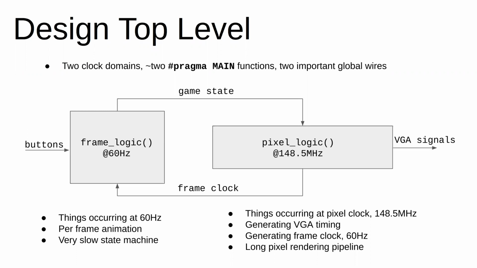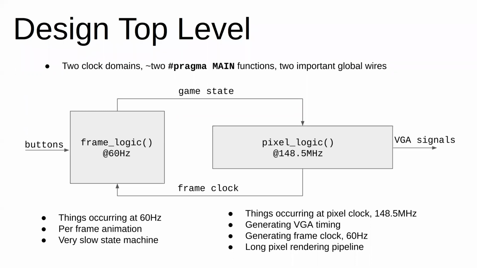So these two lines here connecting these blobs are those wires that I was talking about. There's a global game state wire that gets wired out from the logic doing frame stuff into the pixel logic, and the pixel logic is producing the frame clock.